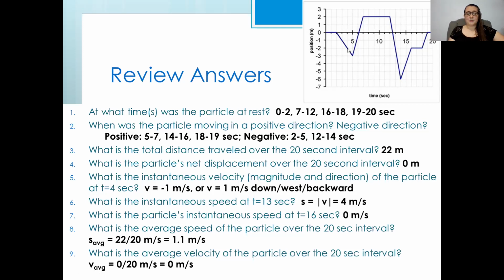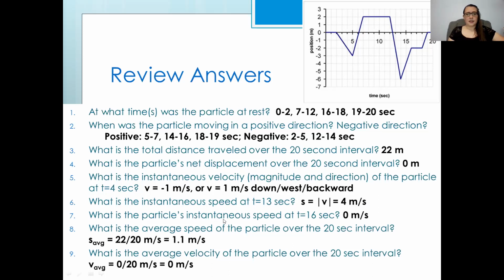The instantaneous speed at 13 seconds. So 13 seconds is in this interval here. But this time, we're dealing with a speed, which is a scalar. The direction doesn't matter. So we can still find it by finding the slope of the line at that point, but we're going to take the absolute value to find the speed. So that gives us a speed of 4 meters per second. And again, we don't care about the direction for a speed because speed is a scalar. So 4 meters per second is a complete answer.